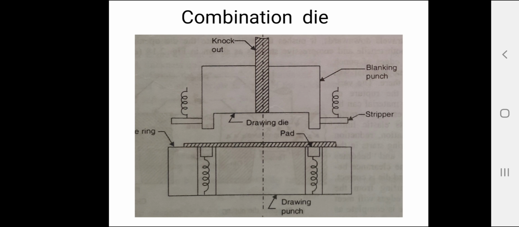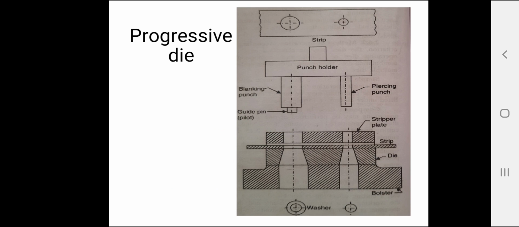So this is about combination die. What about progressive die? A progressive or follow-on die has a series of stations. At each station, an operation is performed on a workpiece during a stroke of the press. Between strokes, the piece in the metal strip is transferred to the next station. A finished workpiece is made at each stroke of the press in a progressive die. You can see in a figure.